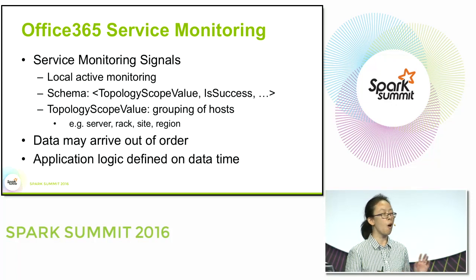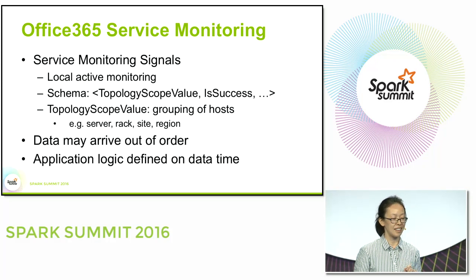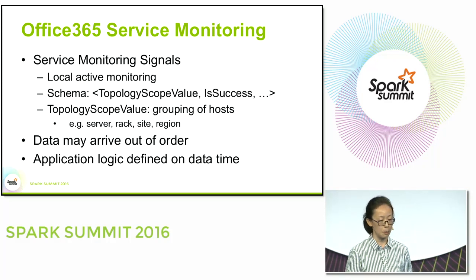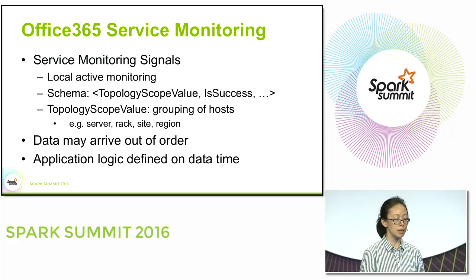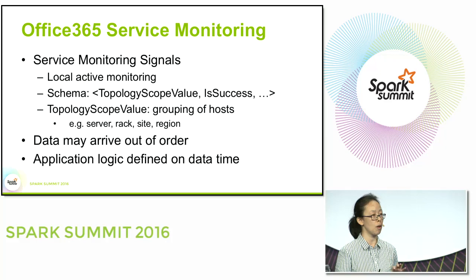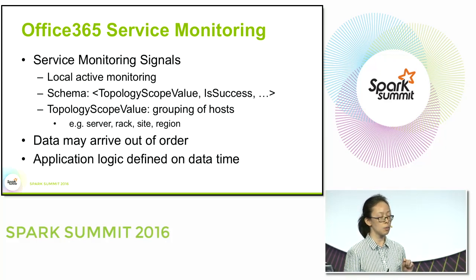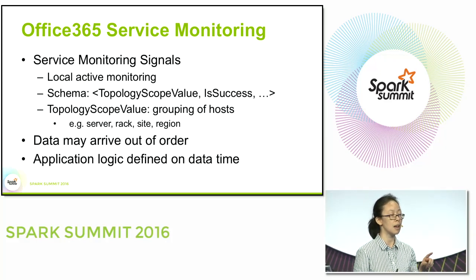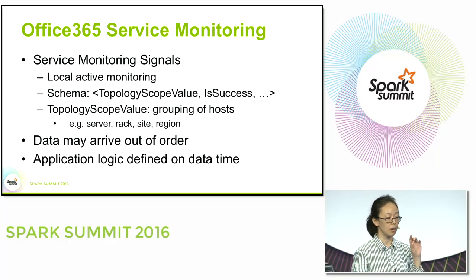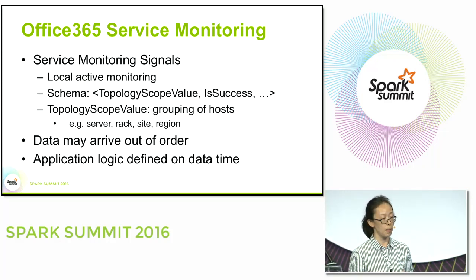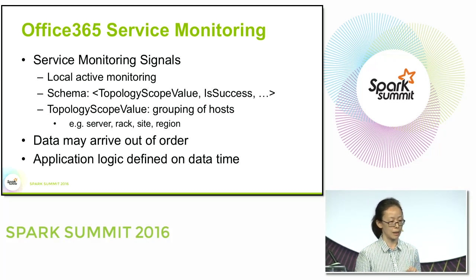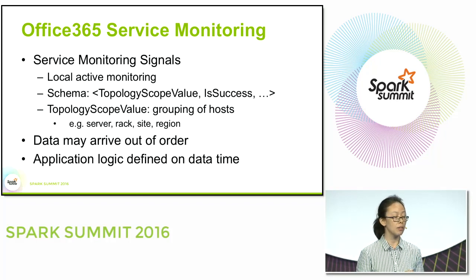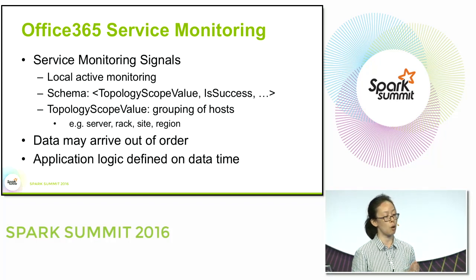For all applications, the most important thing is the data. So first, what's the data like? What is the data into the system? We take a local active monitoring approach, which means that we generate ping requests on each local box, and those ping requests will hit the service that is locally running on the host. And then based on the response, we'll derive raw events, monitoring events. The schema of the events will be like topology, scope value.